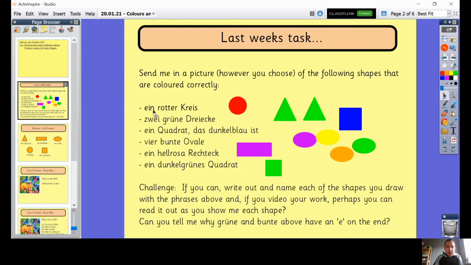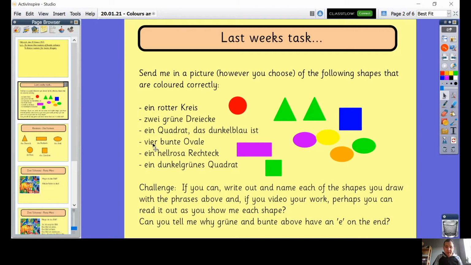The first one, ein roter Kreis, a red circle, so you should have drawn me a red circle. Zwei grüne Dreiecke, okay, and that is two green triangles. Ein Quadrat, das dunkelblau ist, so a square that is dark blue. That's the closest to a dark blue I can get on here.